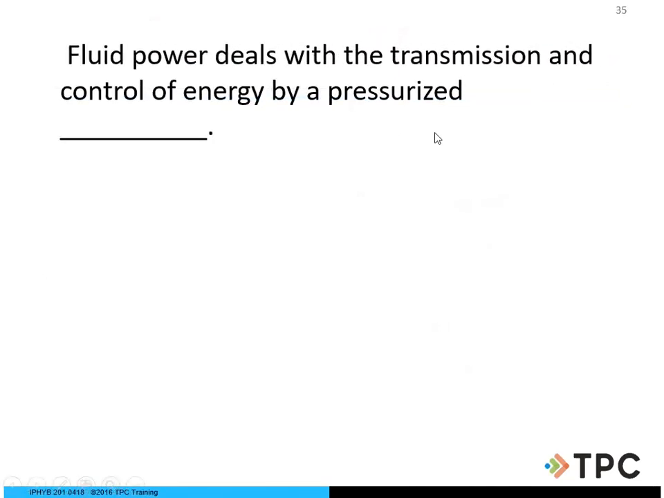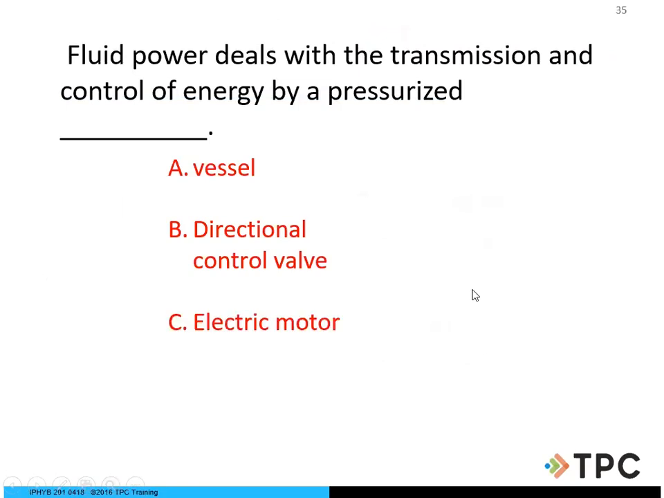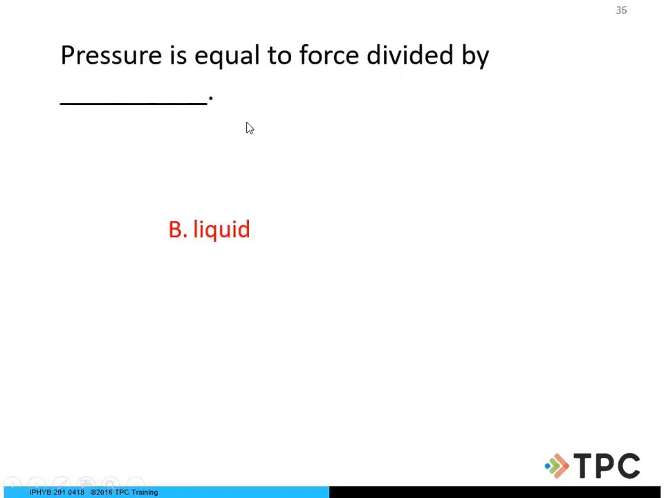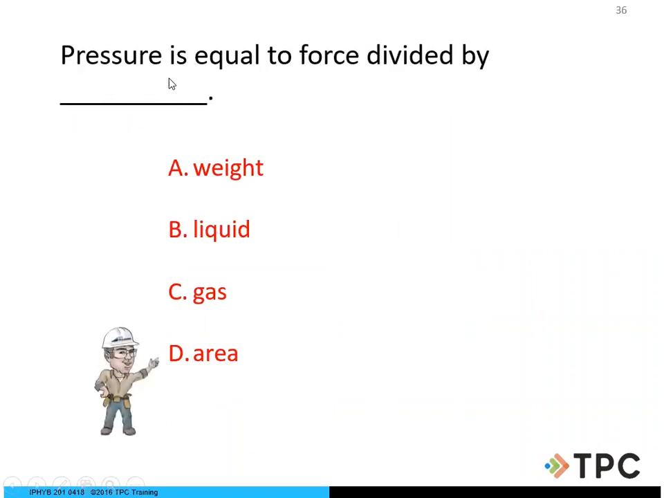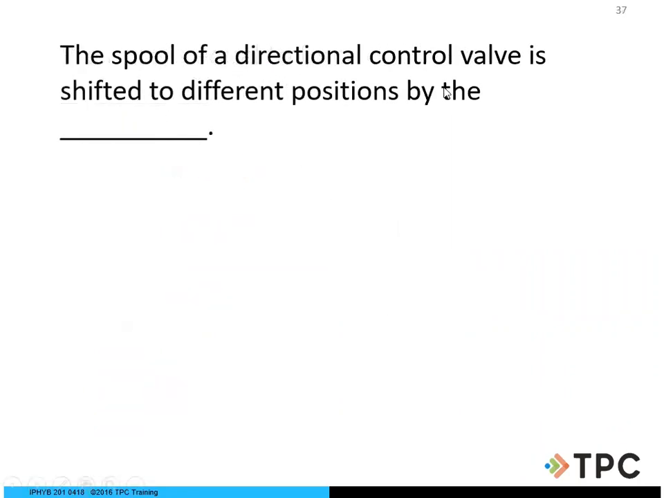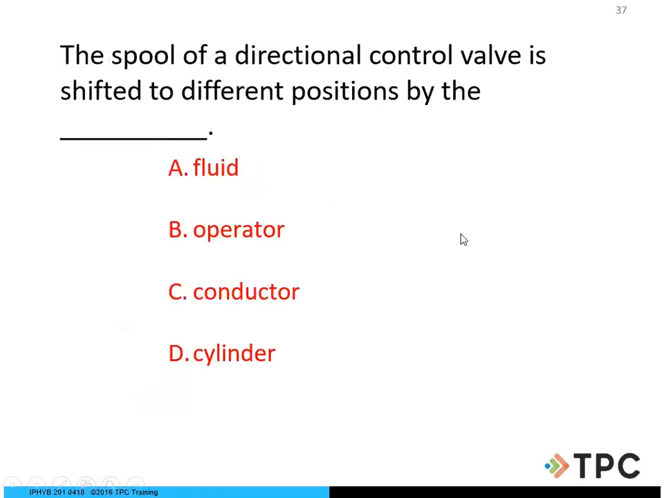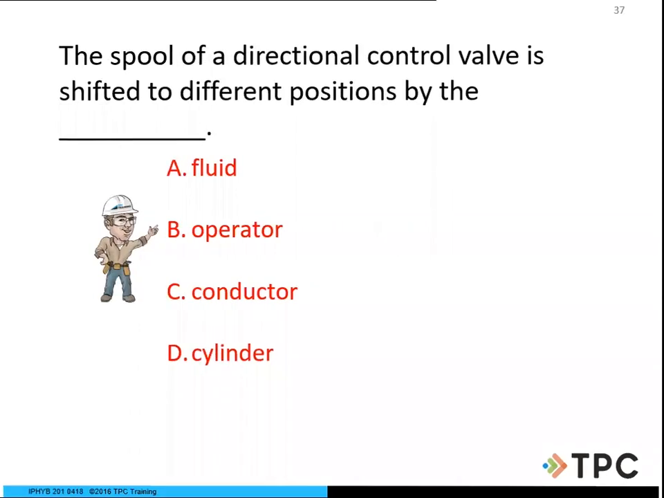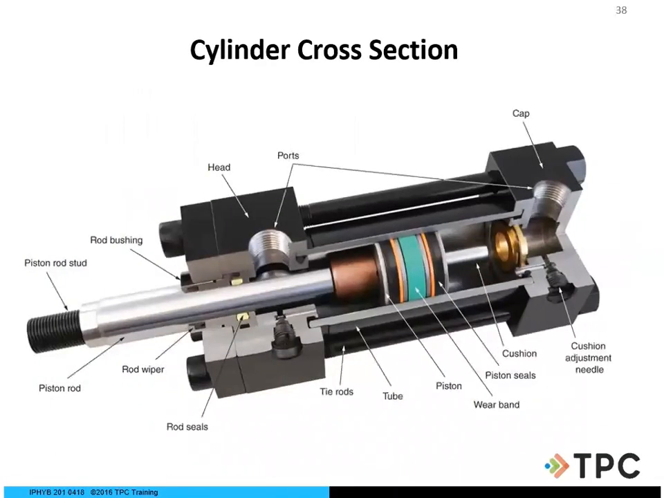So fluid power deals with transmission and control of energy by pressurized fluid. Pressure is equal to the force divided by, remember the formula we talked about, the area. So pressure is equal to the force divided by the area. A spool of a direct control valve is shifted to different positions by what we call the operator. Could be the hand lever, could be a detent, could be a solenoid valve or solenoid cap electrically with our system.